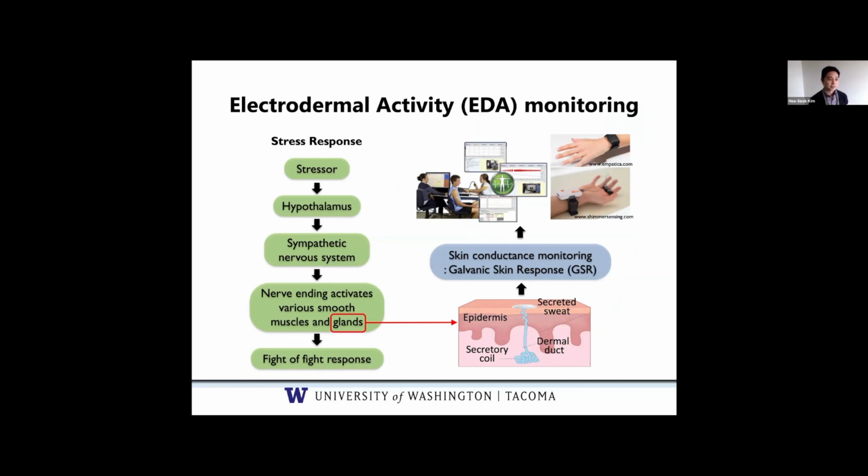which is called stress monitoring. So when the sympathetic nervous system receives a stressor, it gives rise to some signal like sweat gland activity, that leads to skin conductance change. By capturing the skin conductance fluctuation, we can estimate the level of stress activity.